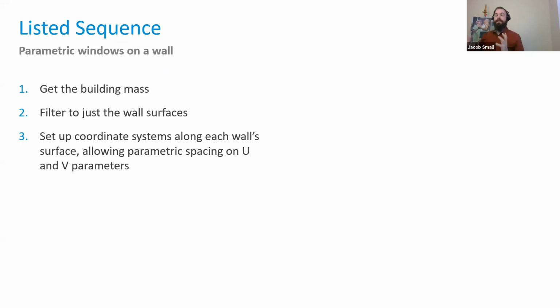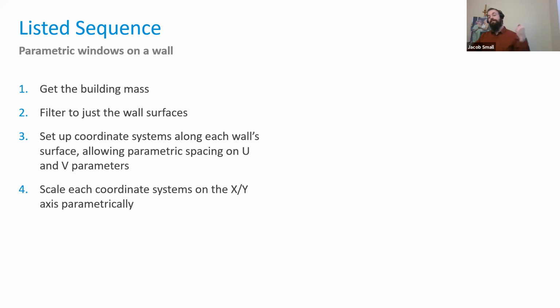From there, we can start to set up some sort of coordinate systems all throughout each one of those walls. If you didn't catch the section on geometry previously, we talked about coordinate systems in that, so you can go back and catch that in the YouTube playlist that was pasted in before. Beyond that, we can start to look at how we would want to place those so that there's some degree of parametric control on both the U and V parameters. After that, we can start to scale this up on the X and Y axis, and that will allow us to deform the shape of the window, the size of each individual window.